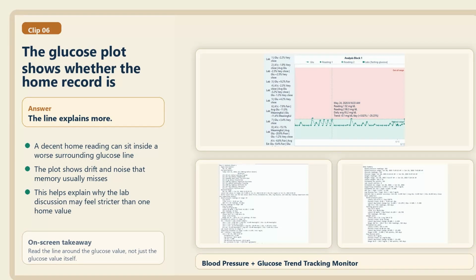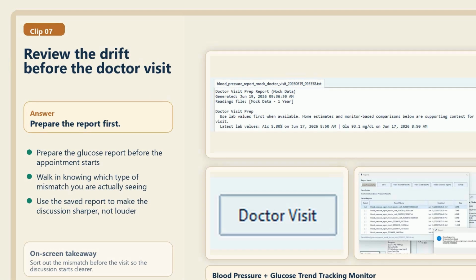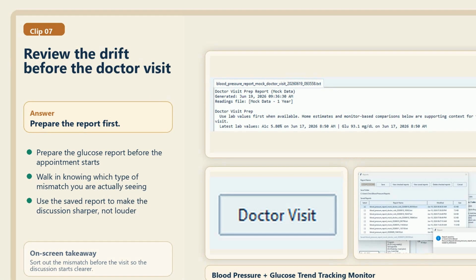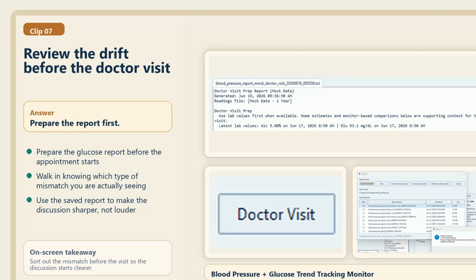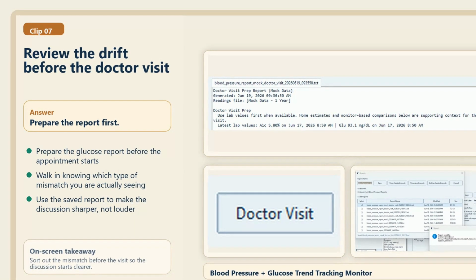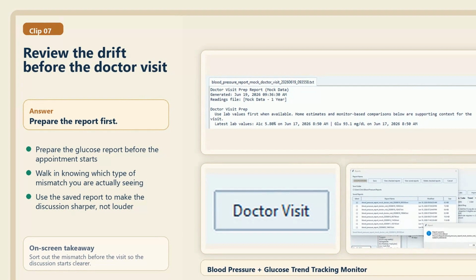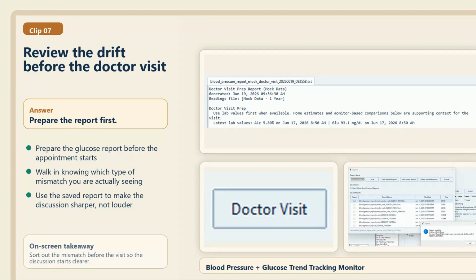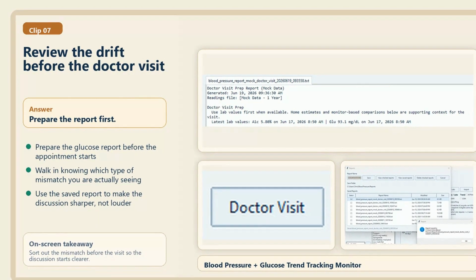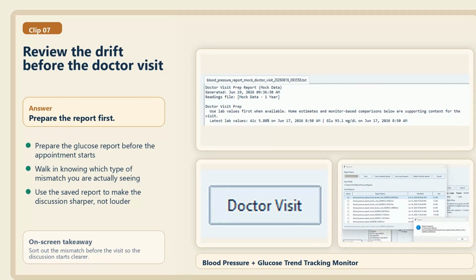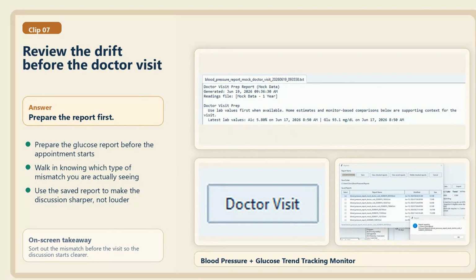Review the drift before the doctor visit. This is most useful before a doctor visit, not during it. The report viewer, analysis section, and saved workflow let you build the exact glucose review you want to discuss before the appointment starts. That means you can walk in knowing whether the mismatch is a same-day lab versus home issue, an average versus latest issue, or an estimated A1C versus lab A1C issue. The goal is not to argue with the doctor. The goal is to make the conversation more precise.